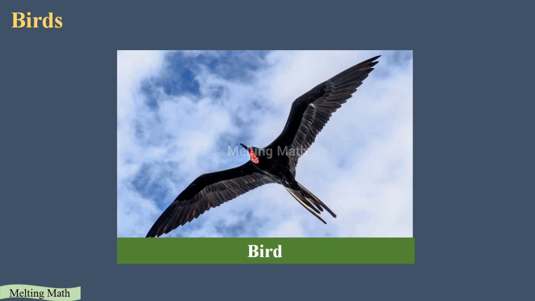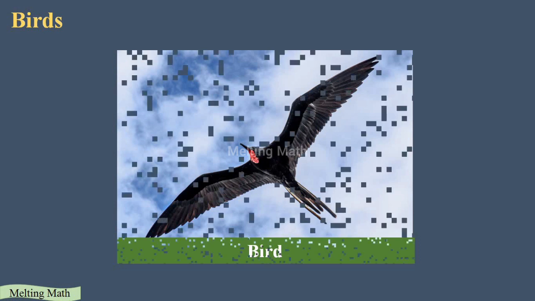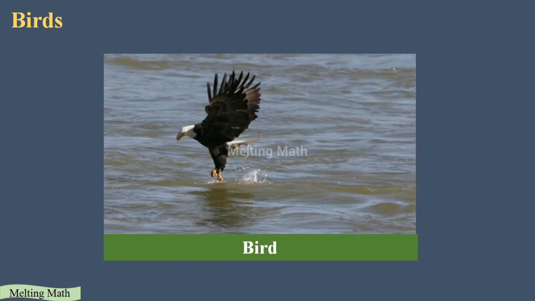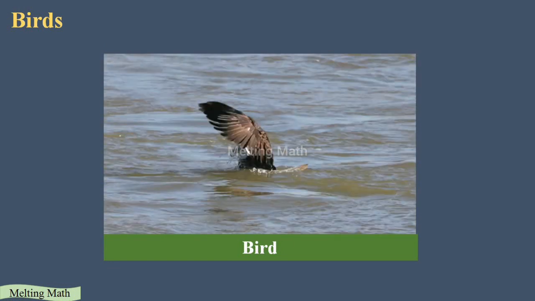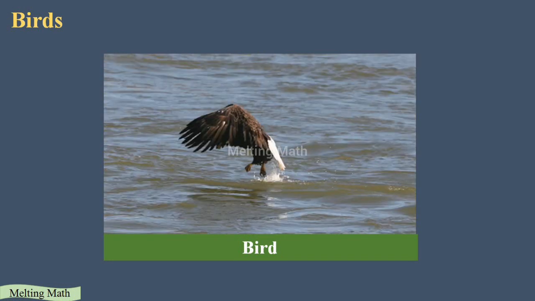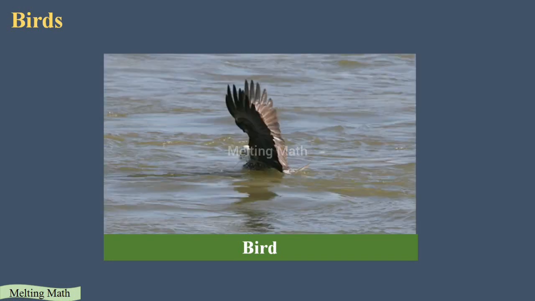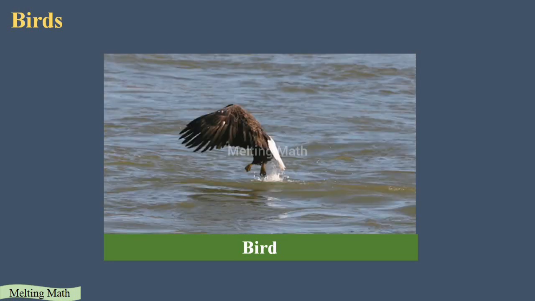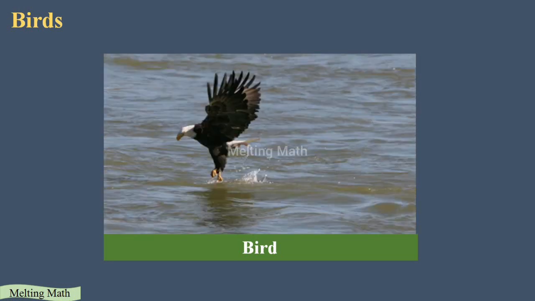That's why these chest muscles of the birds are stronger. At a time, birds can see one object with one eye and another object with the other eye. So the birds can see two objects at a time. Just remember this: birds can see only two objects at a time. We call it binocular vision.